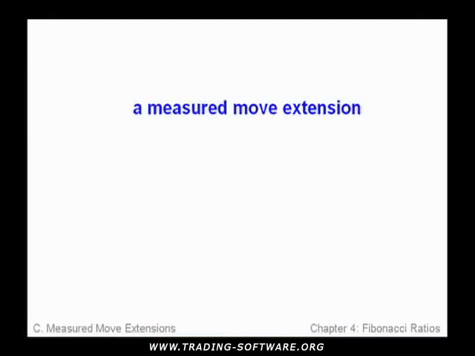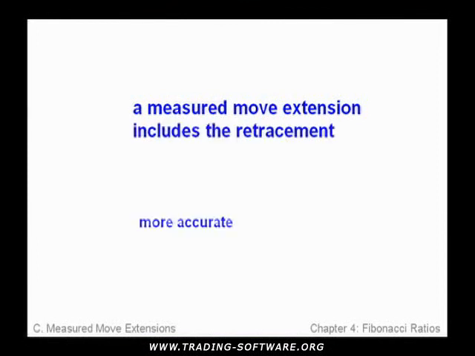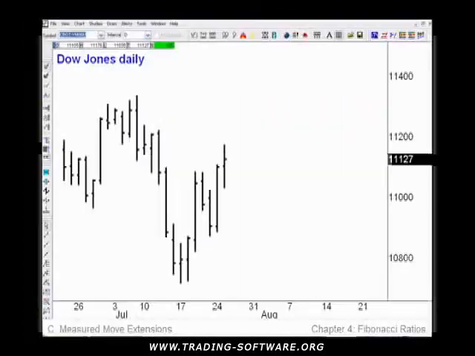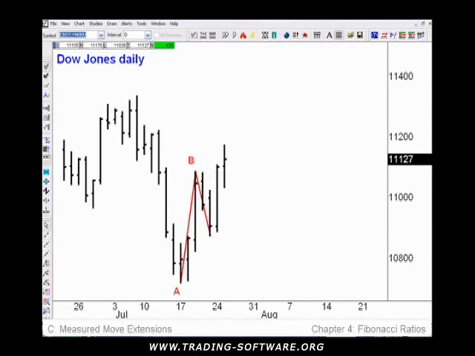A measured move extension includes the retracement of the move. And I feel like they are more accurate than the single-sided extensions. Here's the Dow Jones daily chart. Let's take a look at this measured move. We'll call this A up to B and B down to C. We're going to find several levels where point D may show up.